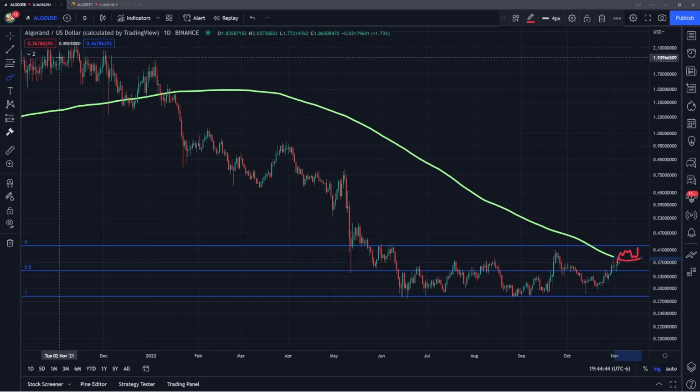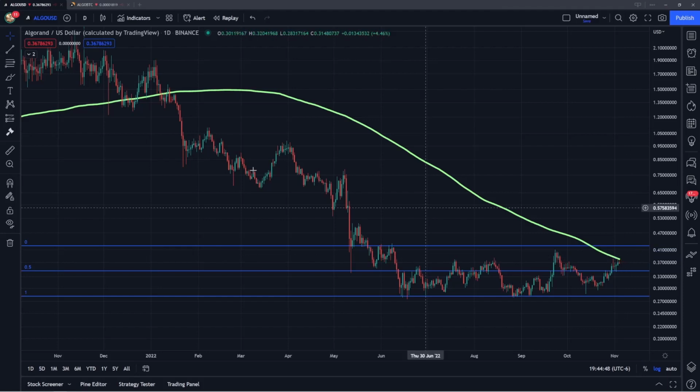If we do in fact have a rejection, which is something that's playing out for a lot of other altcoins right now, where they're coming up to this level and then they're starting to roll over, if Algorand does have a move similar to that, then I'm really going to be watching out for this longer term support coming in right around 28 cents. Now this is the range low of the current range we're in.